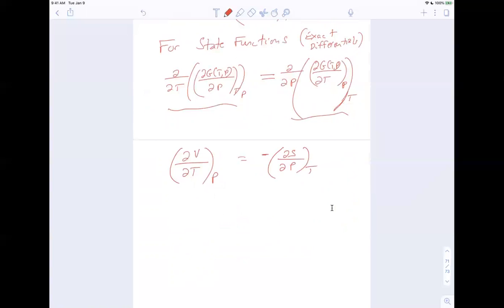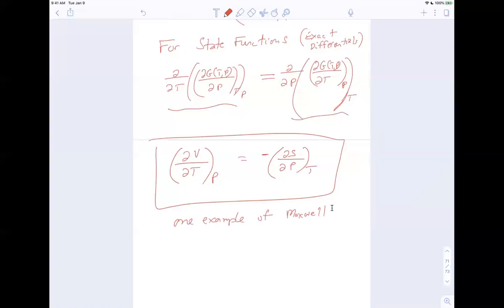And so this is actually a very useful and powerful result. This is a Maxwell relation. I'm not talking about the electrodynamics, I'm talking about thermodynamic relations, and this is one example, and there are many Maxwell relations. These are given in your handbook. So this is one example of a Maxwell relation, because it relates temperature, pressure, volume, and entropy to one another.